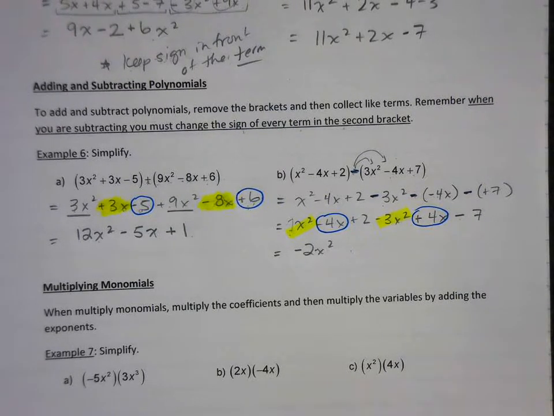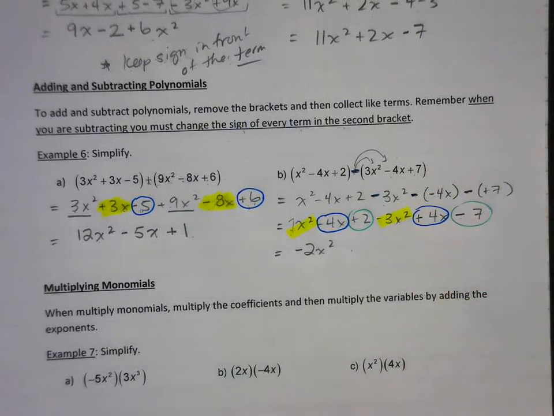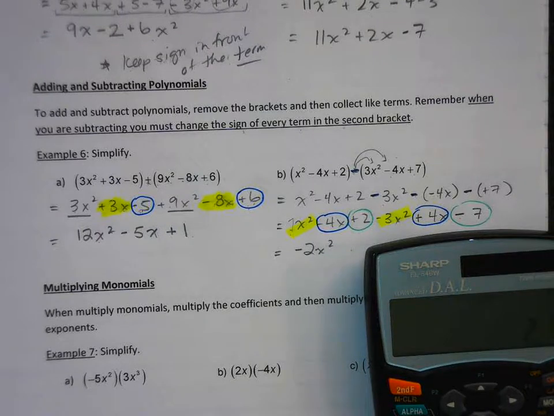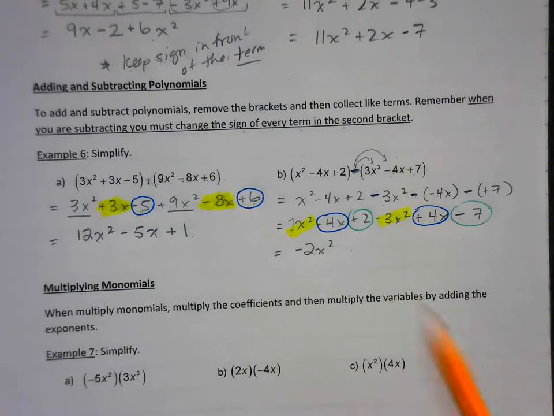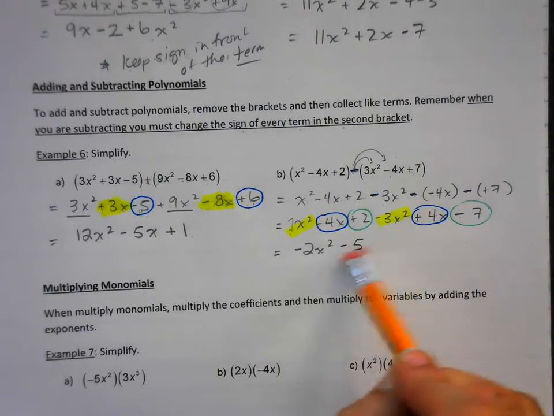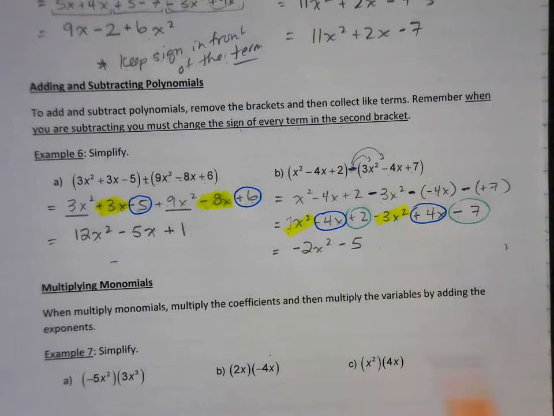And then my last term. My last terms are my constants. They don't have any kind of variable. So I have a positive 2 and a negative 7, or subtract 7. 2 minus 7 is negative 5. And there I'm done. It might look like I've forgotten about the x term, but that just added up to be 0. And there you go.